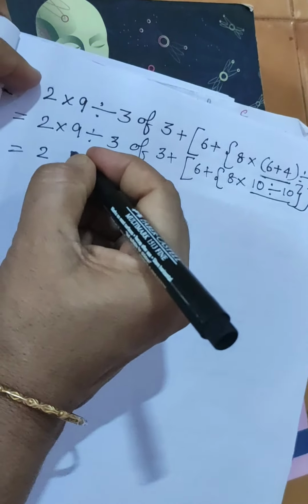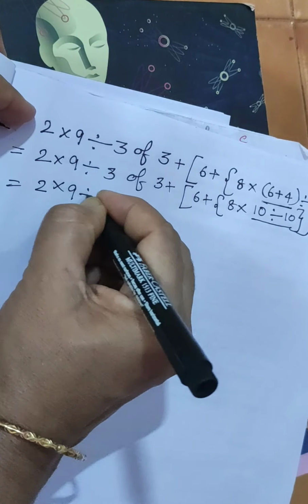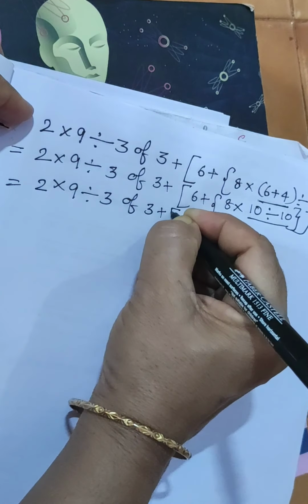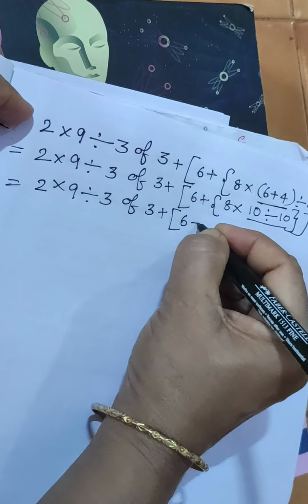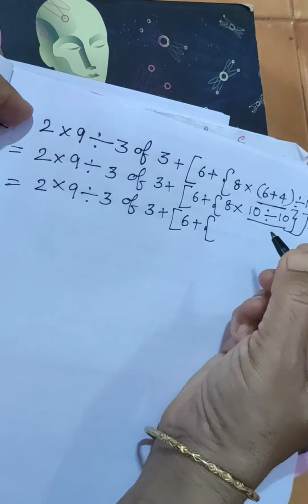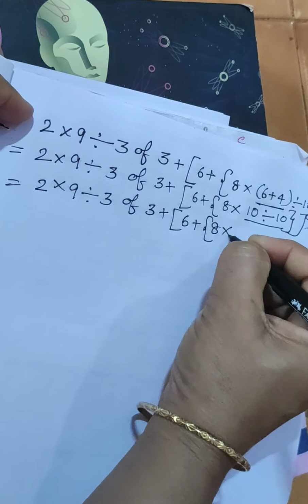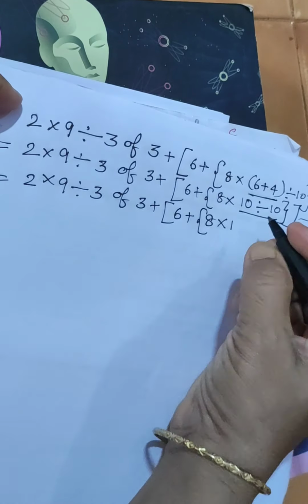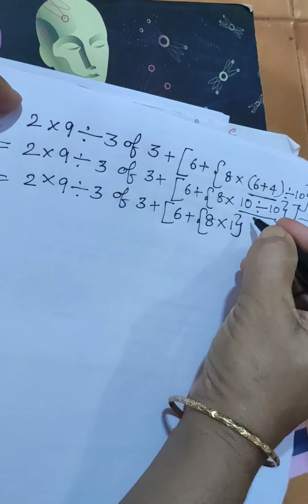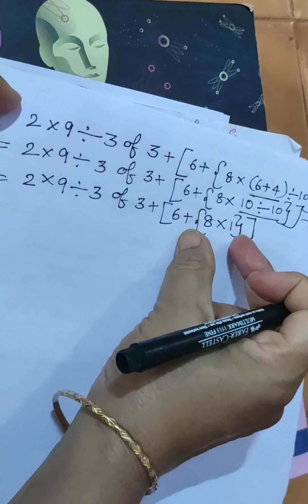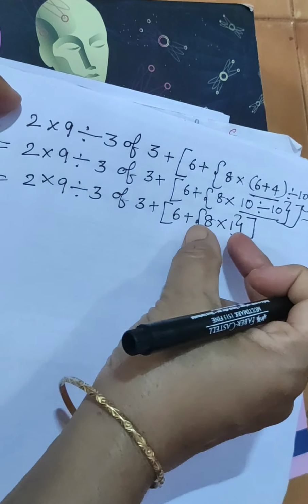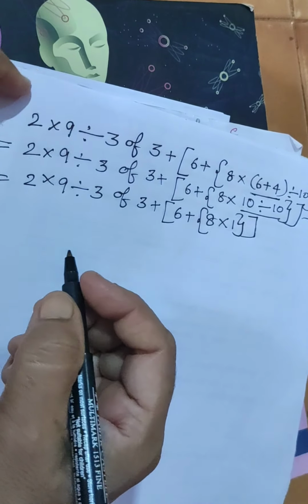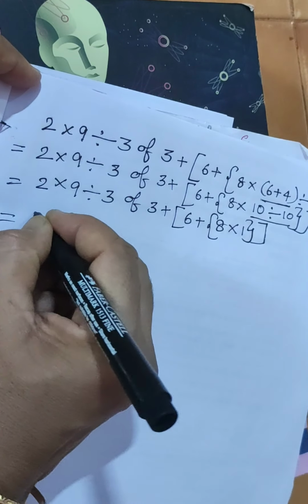2 multiply by 9 divided by 3 of 3 plus square bracket 6 plus curly bracket 8 multiply by 10 divided by 10 is equal to 1. Then curly bracket close, then square bracket. Now 8 multiply, you have to do the curly bracket, that is 8 multiply by 1 is equal to 8. So remaining write as it is.